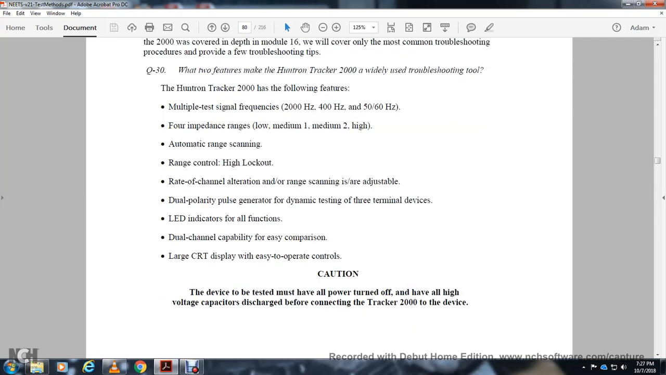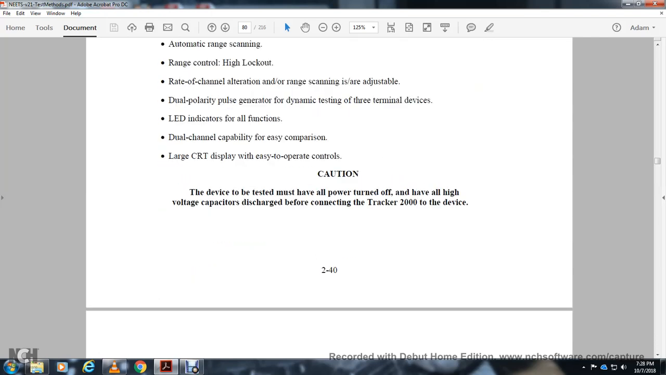Caution: the device to be tested must always have the power off, and the device's voltage capacitors must be discharged before connecting the Tracker 2000 to the device.